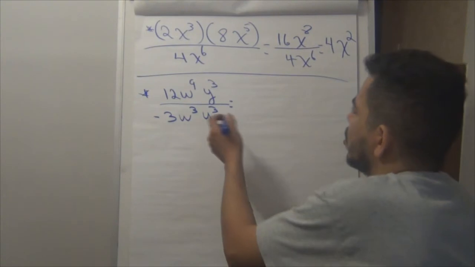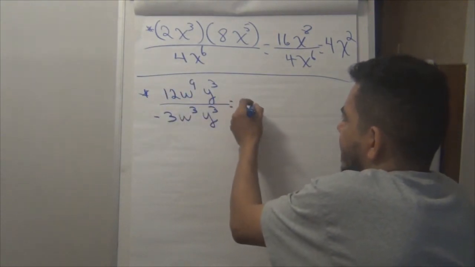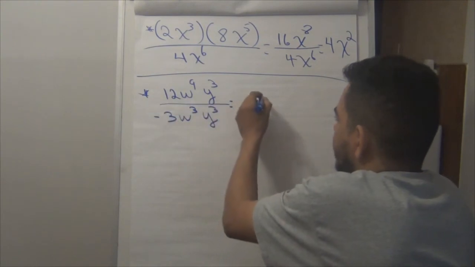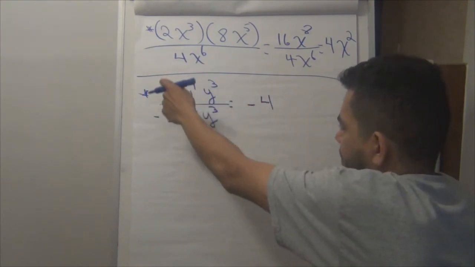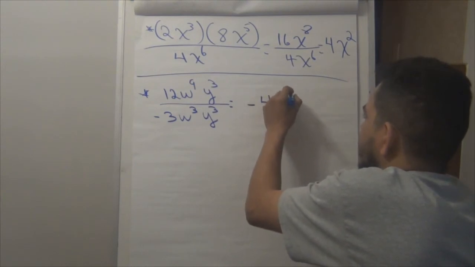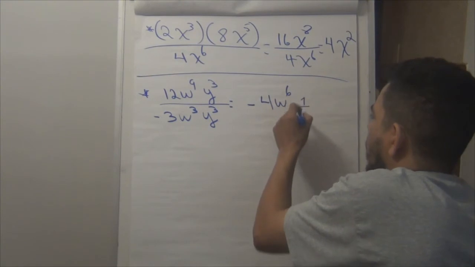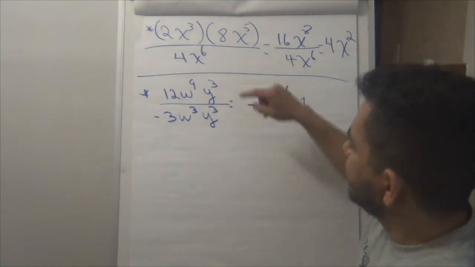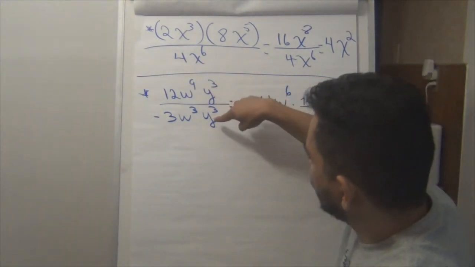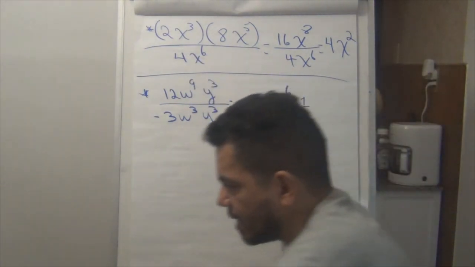Okay, so let's see. 12 divided, positive divided by negative is negative. 12 divided by 3 is 4 on top. W to the 9th, W to the 3rd, that's W to the 6th. And y to the 3rd, that's 1. How do I know that? Because y to the third divided by y to the third, they're the same number. A number divided by itself is 1.